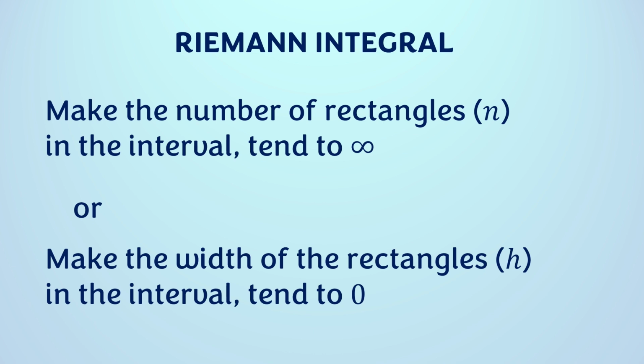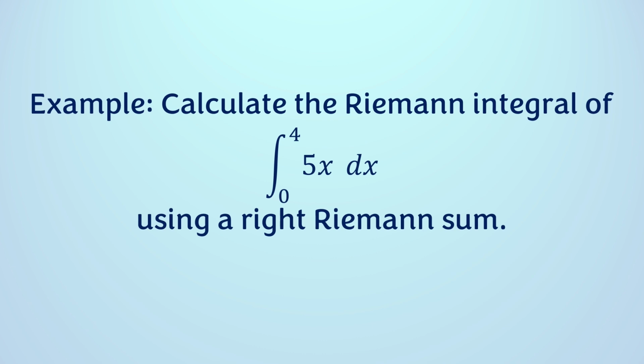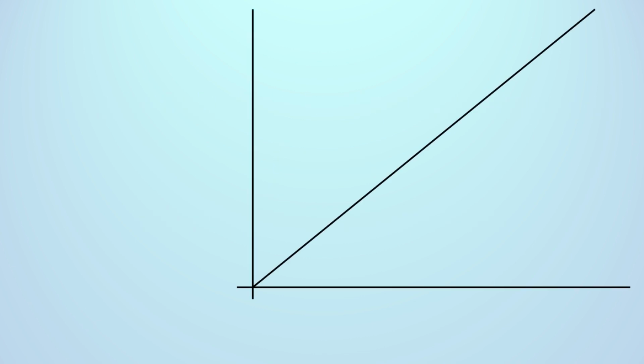And so now that we've had a look at what a Riemann integral is trying to do, let's take a look at an example. We're going to calculate the Riemann integral of the function 5x between 0 and 4, using specifically a right Riemann sum for our approach. And to begin with, it's often helpful to try and visualize what it is you're trying to calculate.